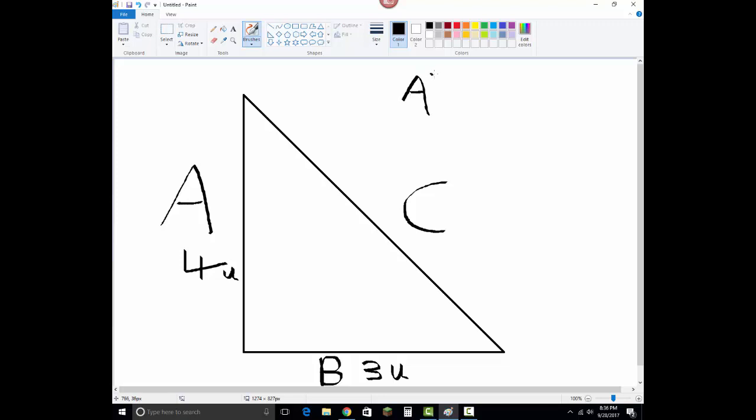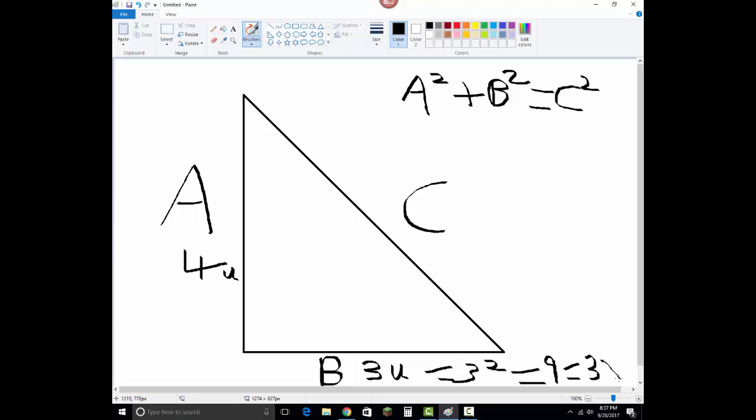A squared plus B squared equals C squared. B equals 3, as we can see, and we square that number, which is 9, which is also equal to 3 times 3. That's how you do squares. You just get the number, times it by itself.